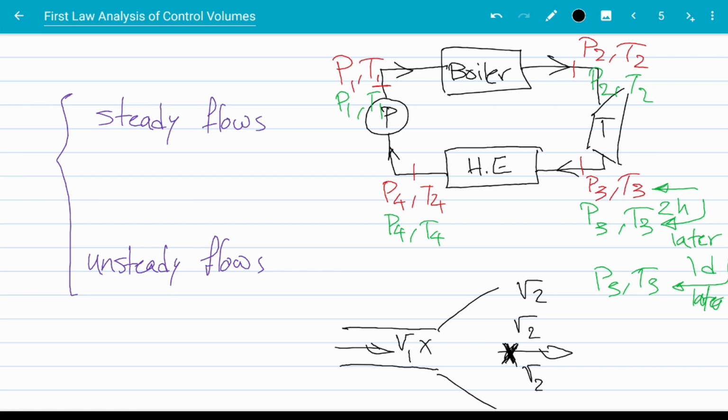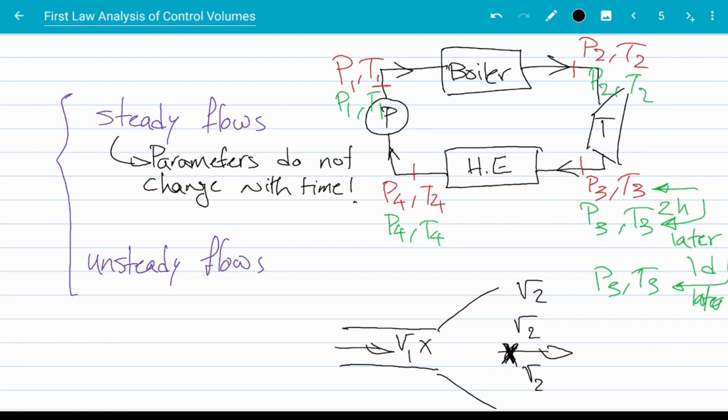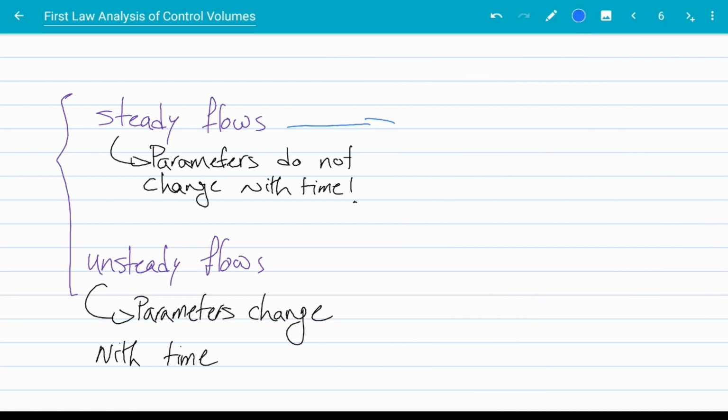So a steady flow is when the parameters do not change with time. Remember, they can have differentials and spatial changes, but they cannot change with time. Now, unsteady flow is the opposite. Parameters can change with time. Okay, so if parameters do not change with time, then d dt of every parameter or every variable is going to be 0, right? So if we write back our conservation of mass equation, we get that m dot coming in minus m dot going out is 0.